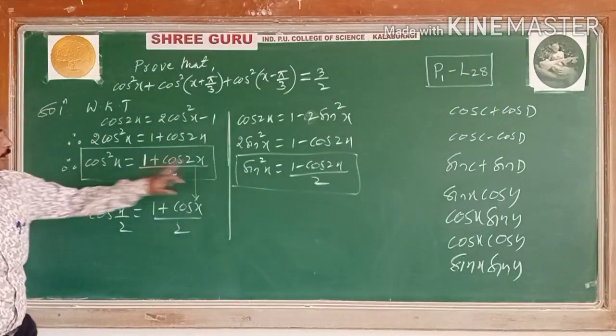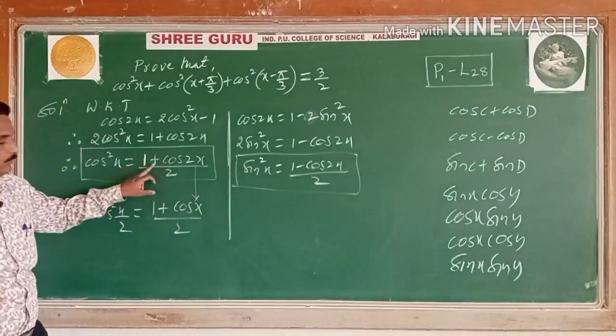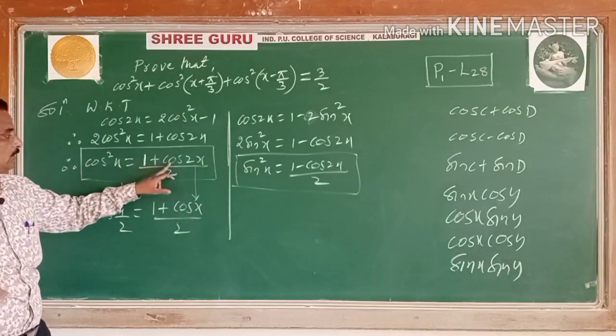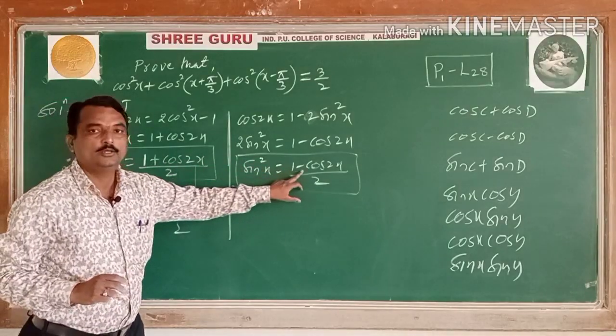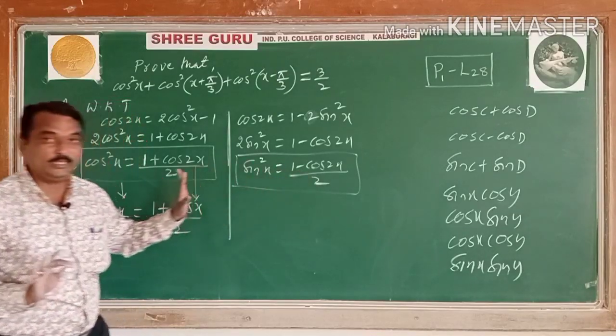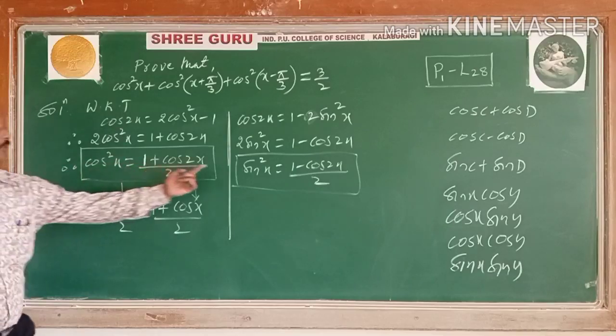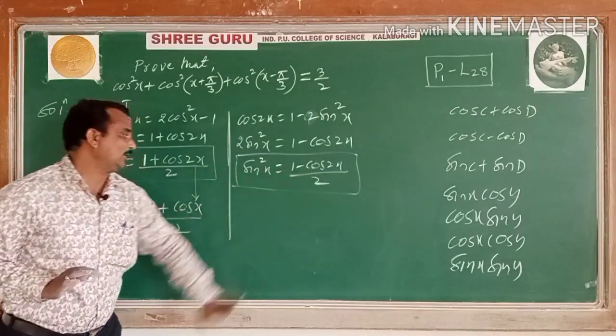See, remember here, you remember the difference, students. Cos square x, 1 plus cos 2x by 2. Sin square x, 1 minus cos 2x by 2. Same it is, only the sign plus minus here. For cos square positive and for sin square negative.